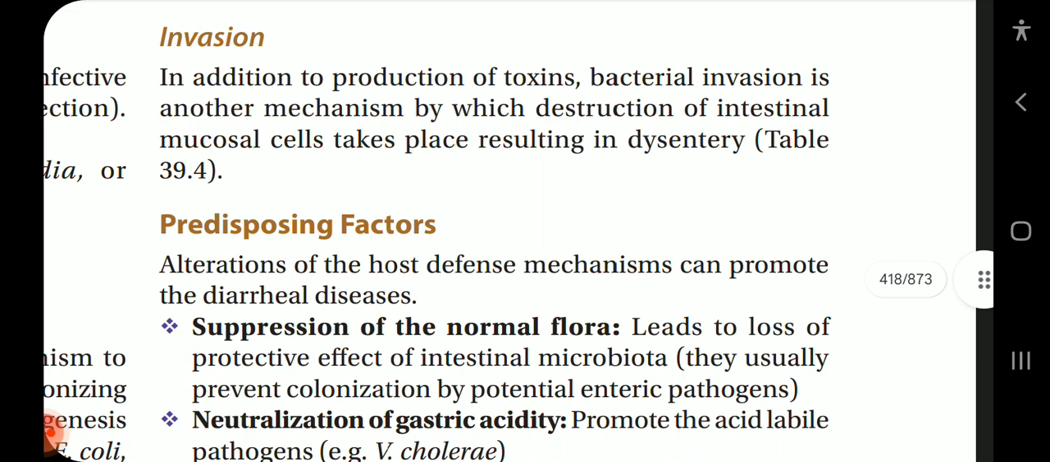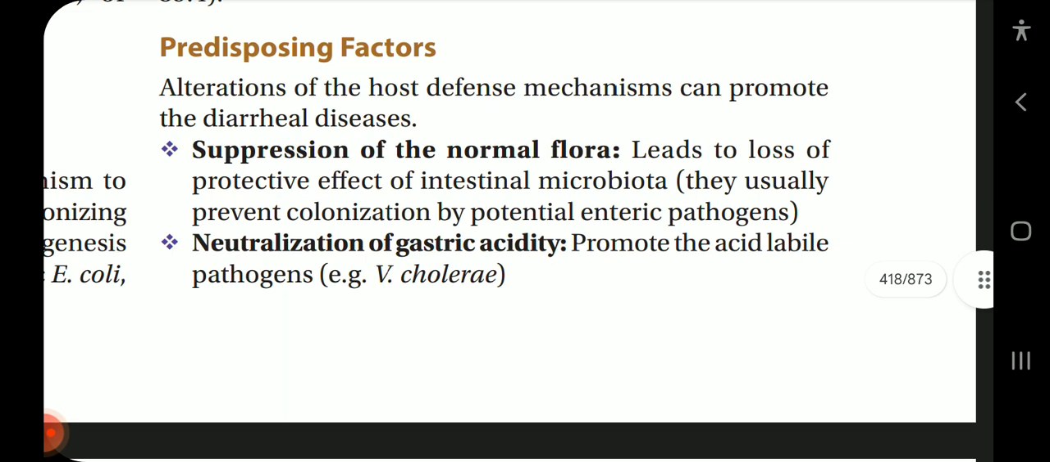Invasion. In addition to production of toxin, bacterial invasion is another mechanism by which destruction of intestinal mucosal cells takes place in dysentery. Predisposing factors.